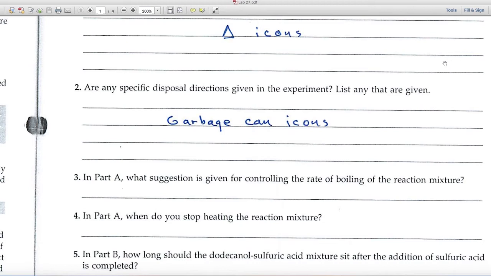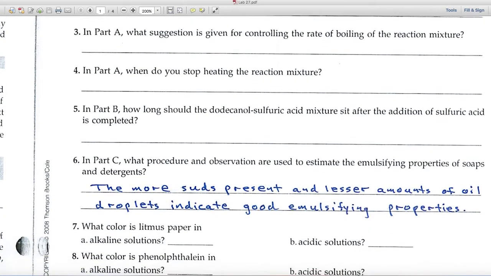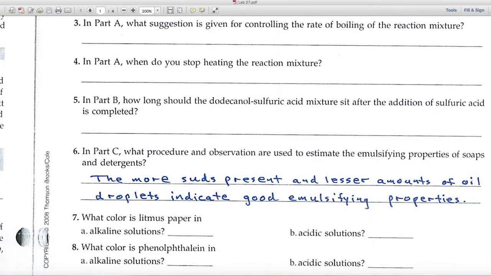Question number 2 deals with disposal directions. Again, look for the garbage can icons. And these questions are not difficult. Their answers are found in the content reading or the procedure for the experiment.